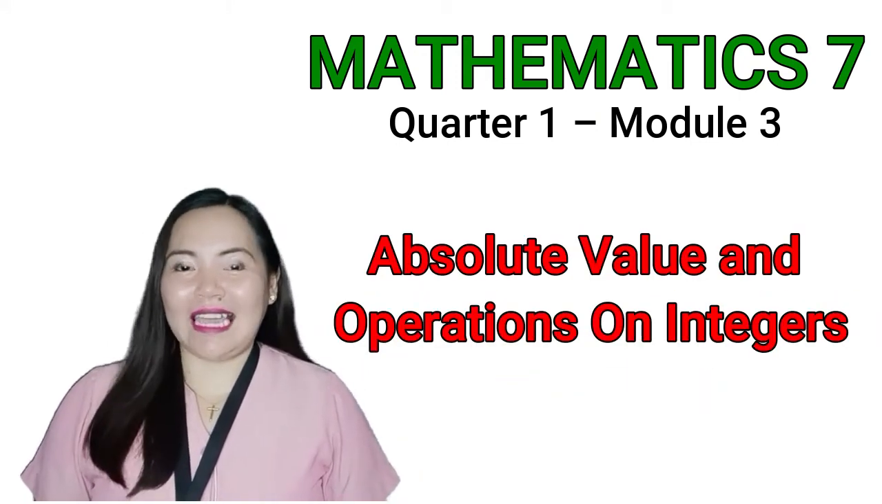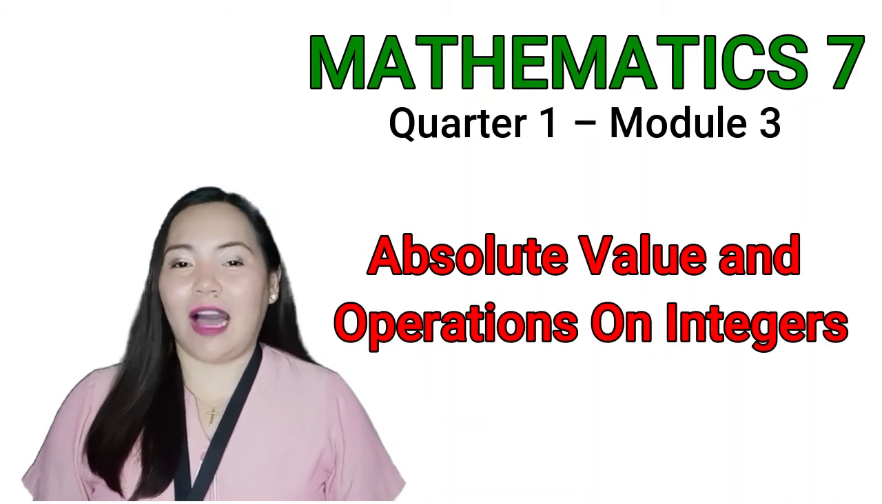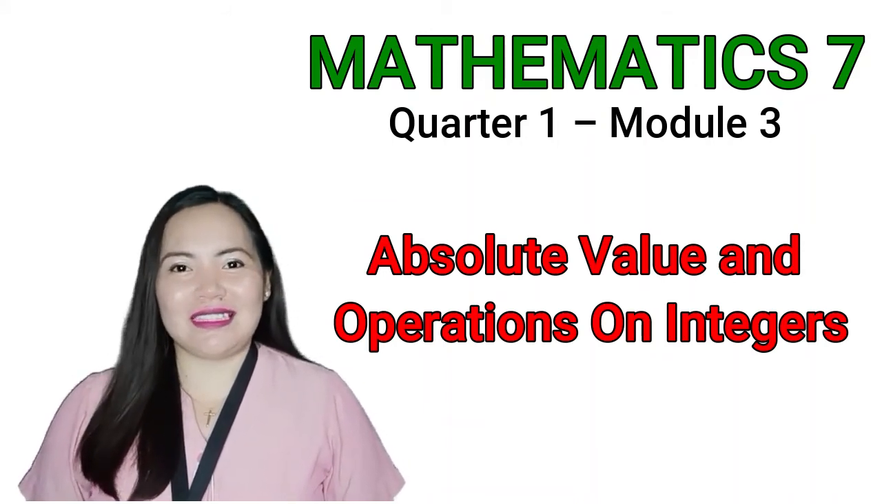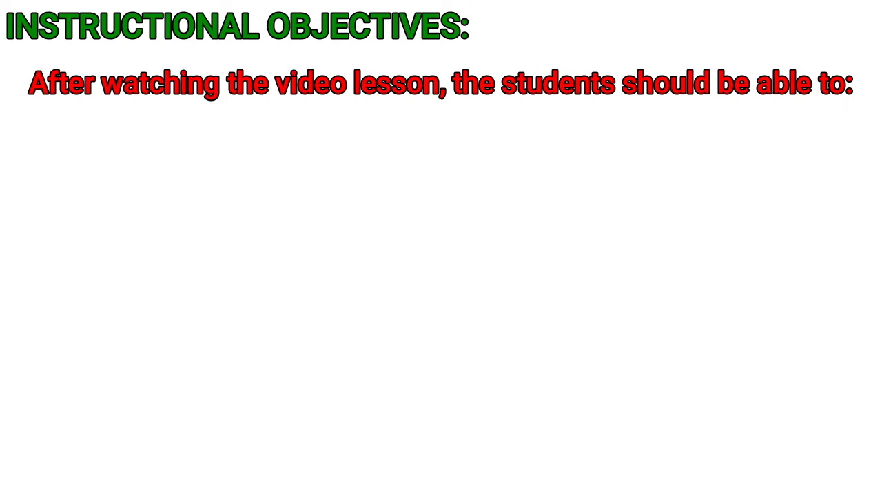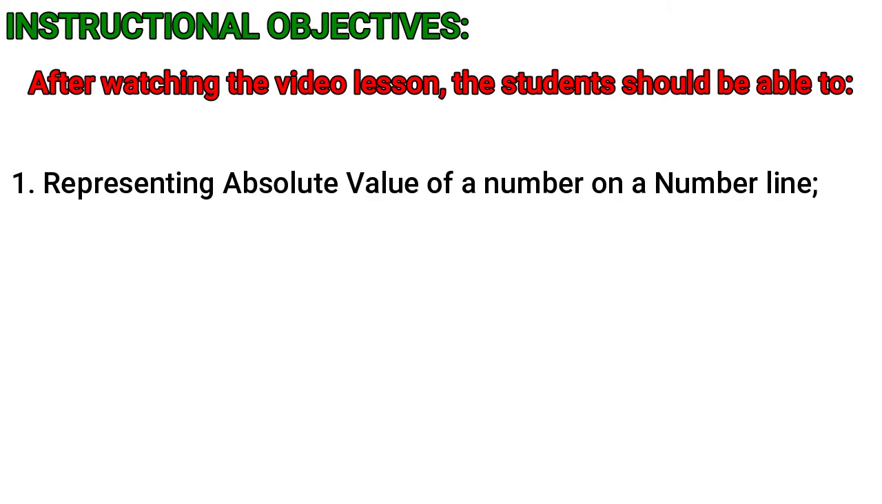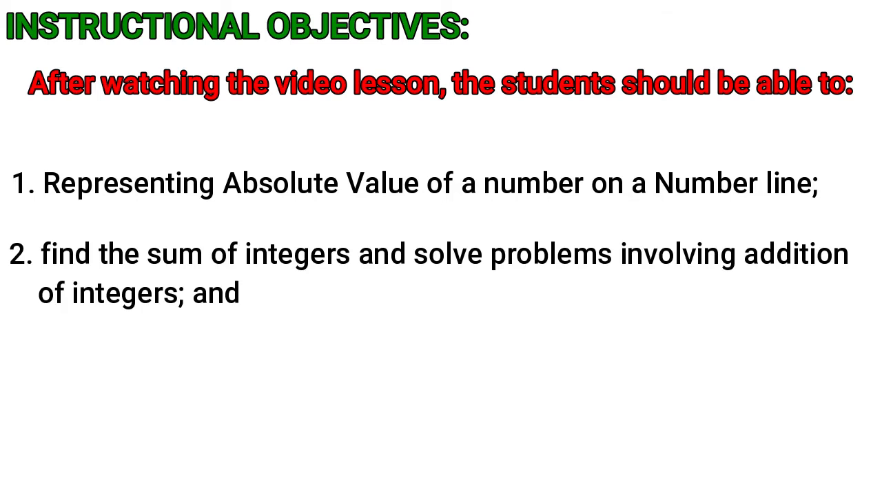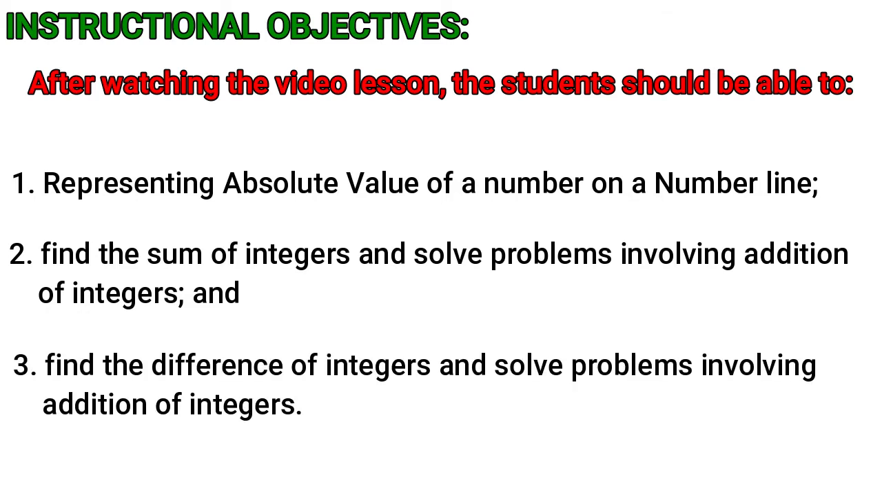Our topic for today is all about absolute value and operations on integers. After this lesson, you should be able to master the following learning objectives. First, to represent absolute value of a number on a number line. Second, find the sum of integers and solve problems involving addition of integers. Lastly, is to find the difference of integers and solve problems involving addition of integers.